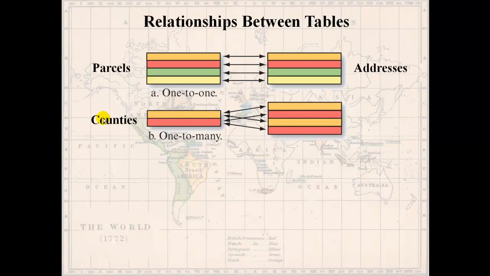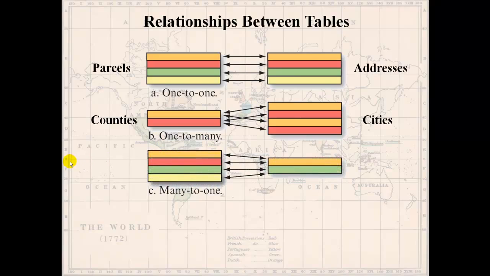Here's a one-to-many relationship. Think of counties and cities. Each and every county can be related to one or more cities. So each county can have more than one city. So it's one to many. We can flip that around and make many-to-one relationships.